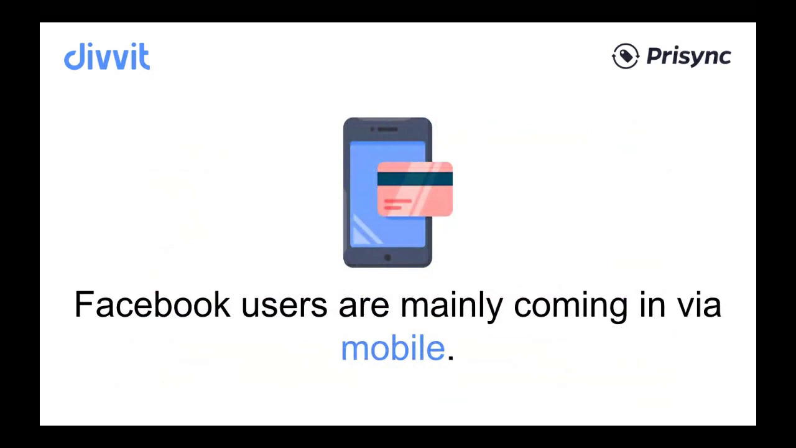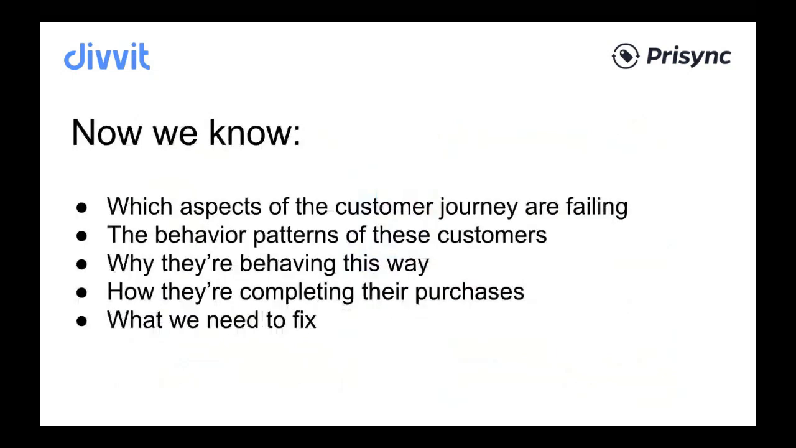Mobile users are notoriously fickle and demanding. They bounce quicker and they have a lower tolerance for UX friction and long loading times. So now we know what we need to change in order to improve this customer journey. We know which aspects of the customer journey are failing, or at least we're pointed in the right direction. We know the behavioral patterns of these customers and why they're behaving this way. We know how they're completing their purchases and then what we need to fix.